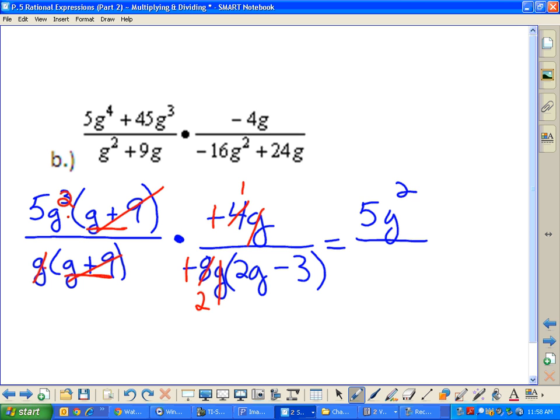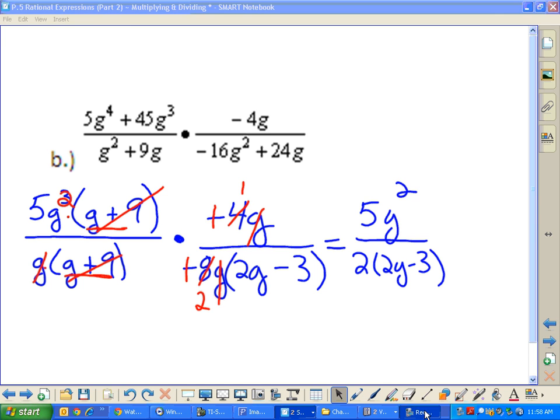5g squared over 2 times 2g minus 3. All right.